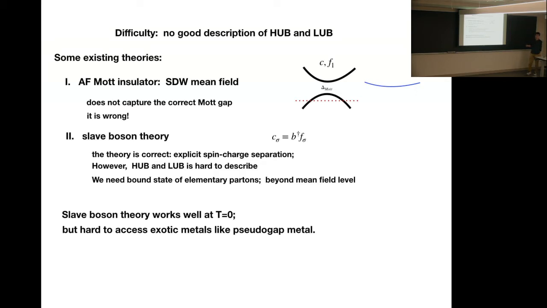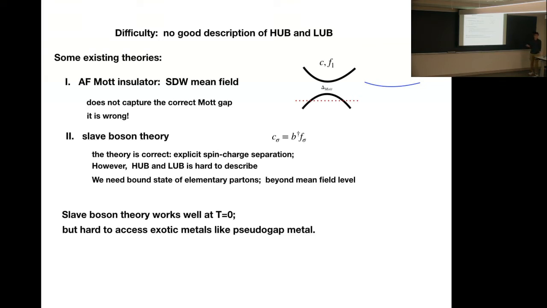So in this theory, you can describe the spin band, the spinner band, very easily. That's basically F. But actually, it's very hard to describe the charge excitation, these two, upper Hubbard band and lower Hubbard band. The reason is, the upper Hubbard band and lower Hubbard band are formed by electrons. And in the slave boson theory, the electron is a bound state of the elementary particles. This means that if you want to describe these two bands, you need to use the bound state, like an exciton complex. So this is beyond the mean field level.